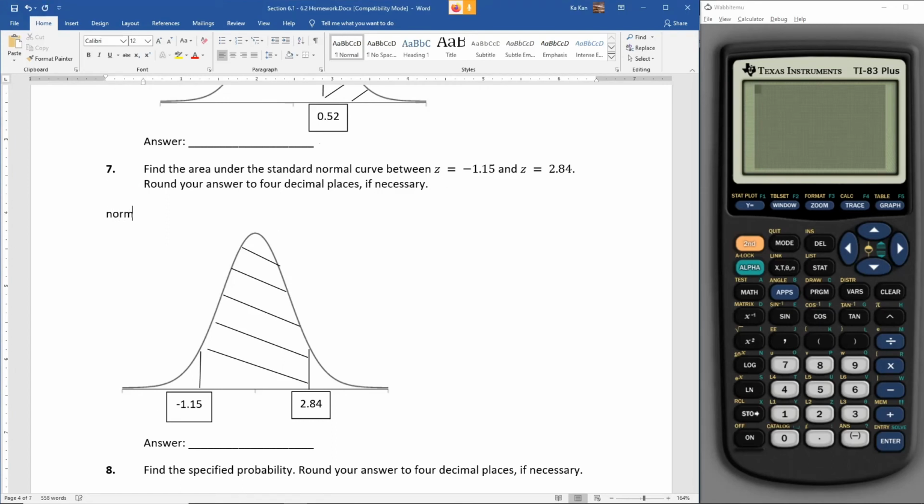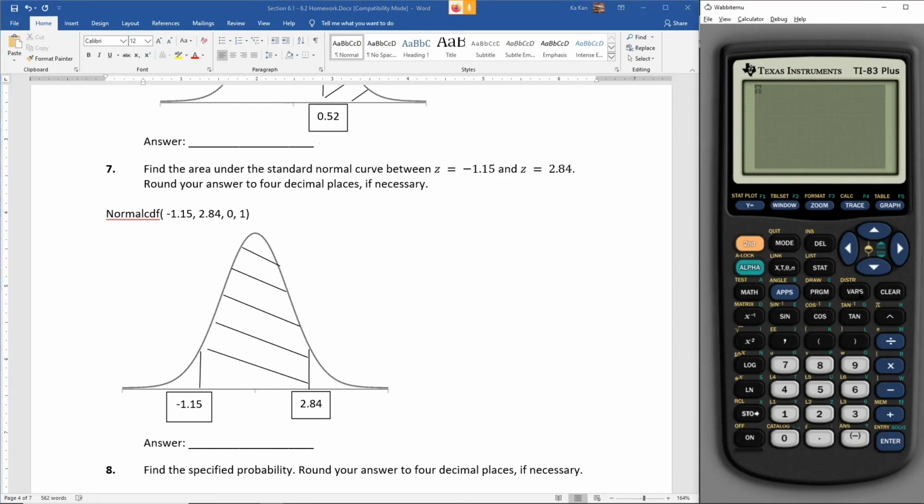This one's actually easier if you think about it, because this would become normal CDF. What's the left bound? Negative 1.15. What's the right? 2.84. And then what's the mean and standard deviation? It would be 0, 1. And that's it.